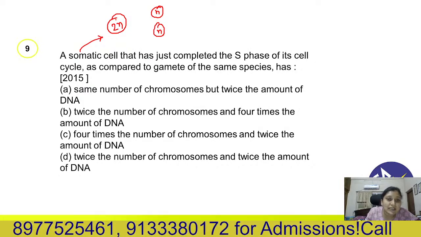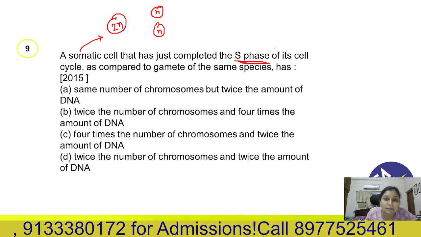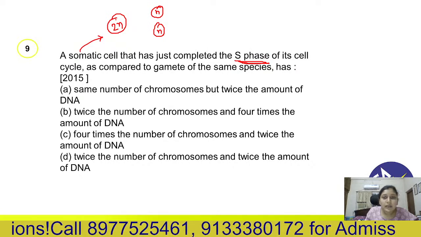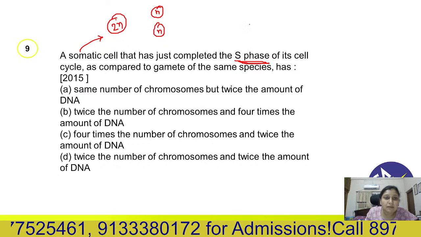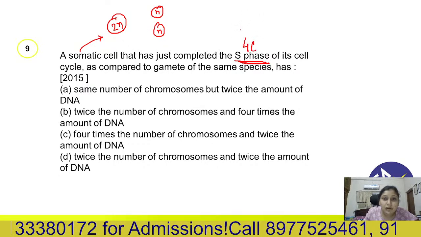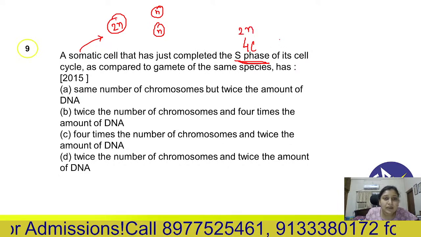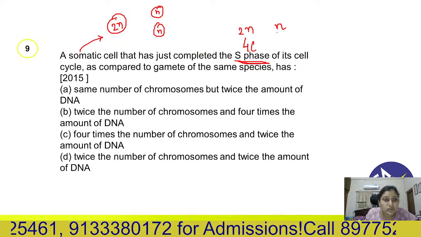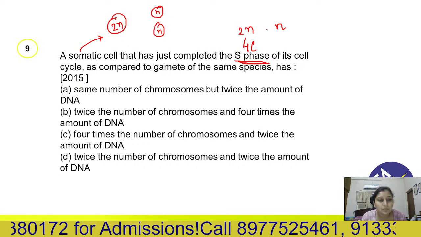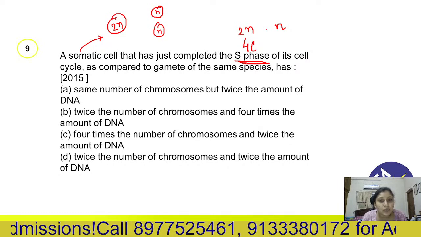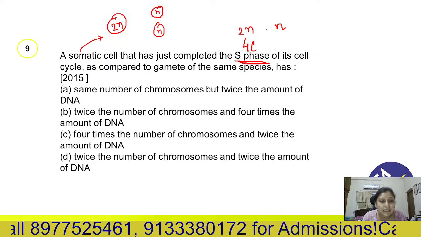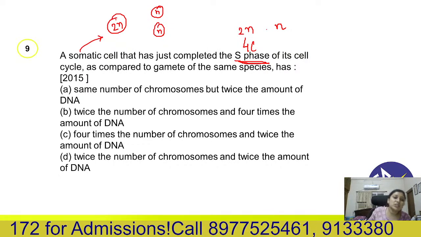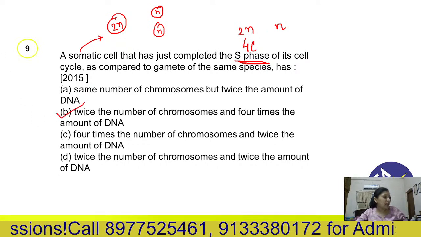See, a somatic cell that has just completed S phase. S phase has been completed. That means the amount of DNA is 4C here, and the number of chromosomes is 2N, compared to the gametes of the same species. Gametes have N and contain 1C only. So the same number of chromosomes but twice the amount of DNA. No, twice the number of chromosomes and 4 times the amount of DNA. 4 times the number of chromosomes and twice the amount of DNA. This one is correct here. I hope you are getting this point.